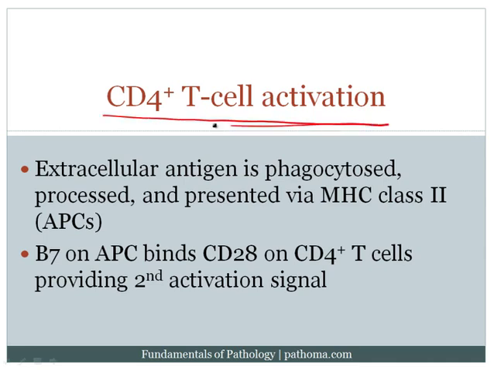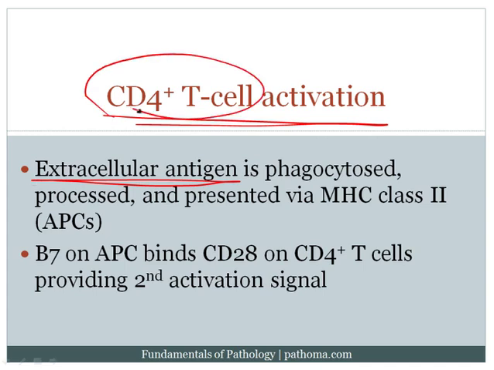CD4 positive T cell activation occurs via extracellular antigen. Now let's go back. You know that CD4 positive T cells recognize MHC class 2, and MHC class 2 is predominantly present on antigen presenting cells. What do antigen presenting cells do? They take antigen from the outside world, phagocytose it, process it, and then express it on MHC class 2. An example would be macrophages or dendritic cells. These cells phagocytose extracellular antigen, present it on MHC class 2, and show it to the CD4 positive T cell.